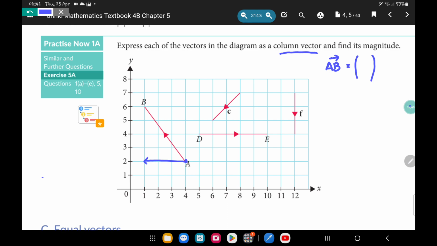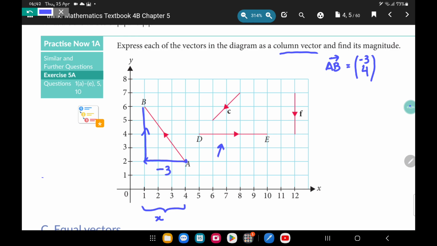Now for vector AB, the column vector from the start point A to reach B, I need to move to the left. As I move to the left, the value of x decreases. Therefore, it is decreasing, it has to be negative. I go left by 3 units, negative 3, and this is along my x-axis. So therefore, I'll write negative 3, followed by, I'm going up, the value of y increases by 4. So I will state this way, column vector of AB to be negative 3, 4.